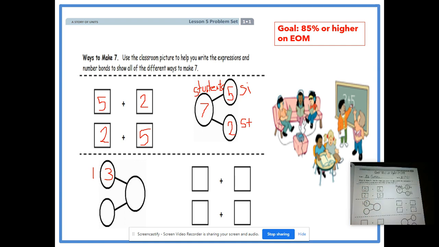And how many are not listening to a story? Get ready. 4, right? So we're going to write 4. The number 4 is our other part. And we could put N for not listening. And what's our total number of students? Get ready. Yes, 7. Because we're learning how to make 7. And here we could go ahead and just put an S for students.